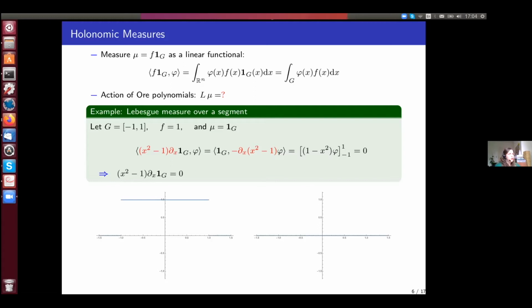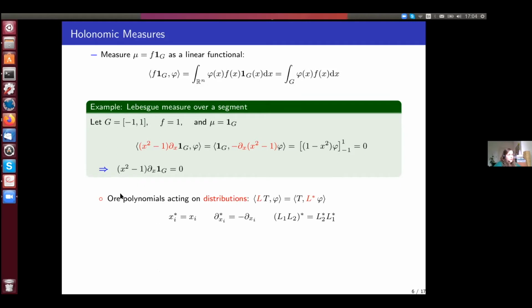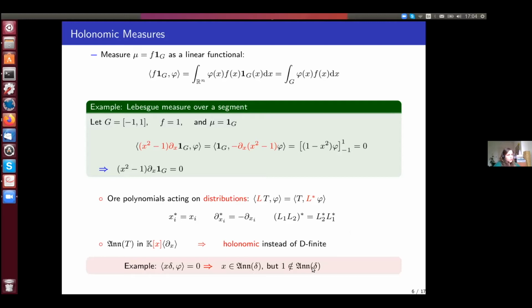So I'm able to construct also annihilators for measures. Okay, so now in general, what is the action of array polynomials on such distributions? So we have the commutation via the test function. Here is just the adjoint operator. And as I showed, the derivation is just a negative, and the commutation is done via the adjoint operator.